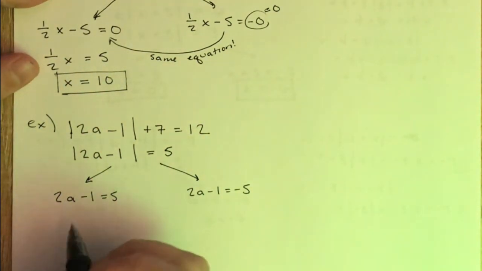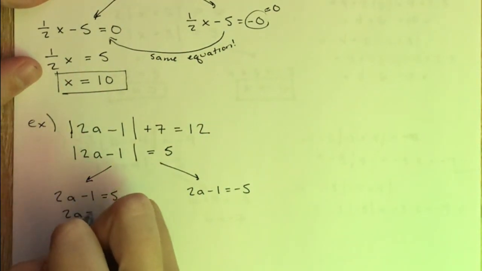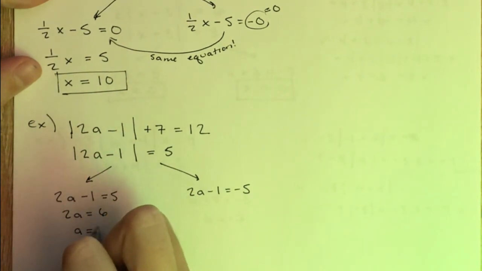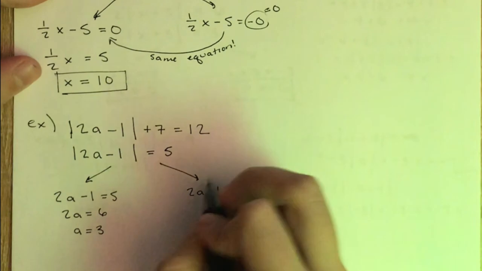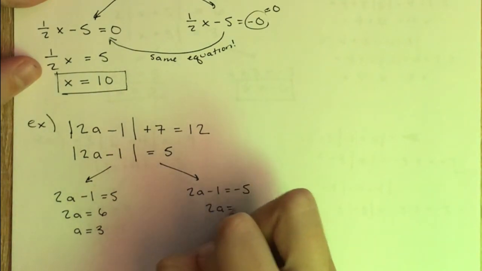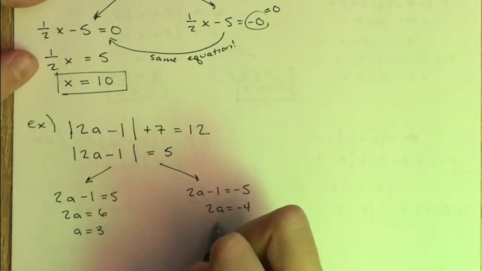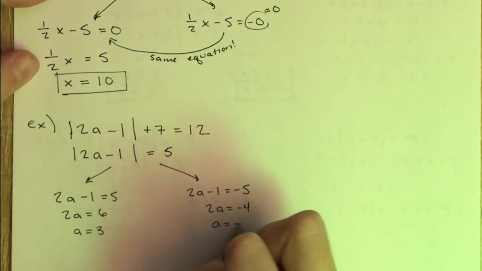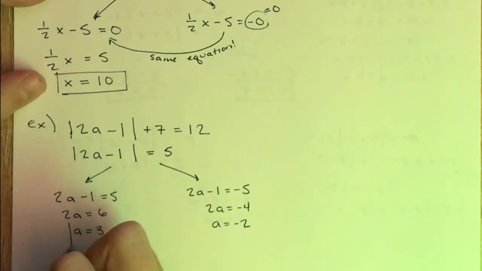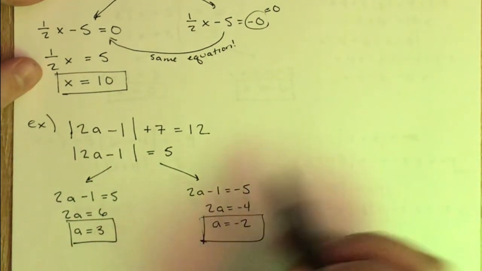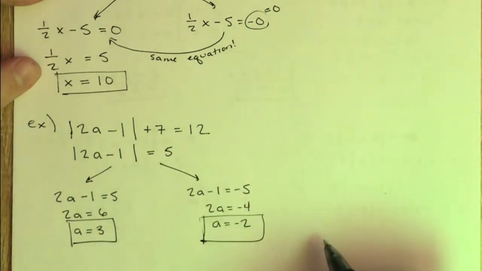Then we solve for a in both places. We add 1 to both sides over here. We divide by 2, we get a equals 3. We add 1, we get 2a equals -4. We divide by 2, and we get -2. These are my solutions. Again, we don't have to plug back in because we checked up here that this was not negative.